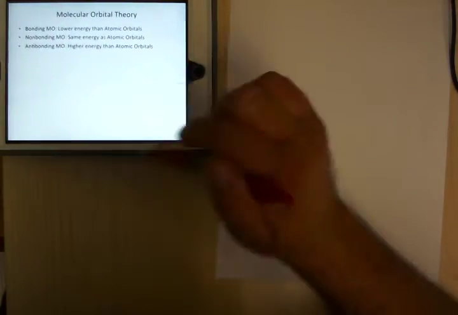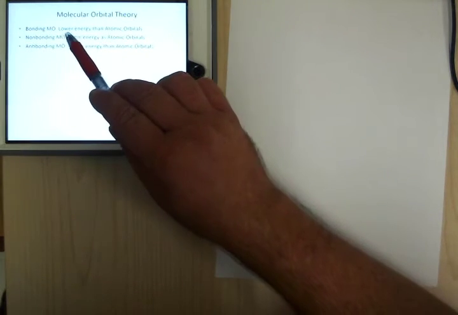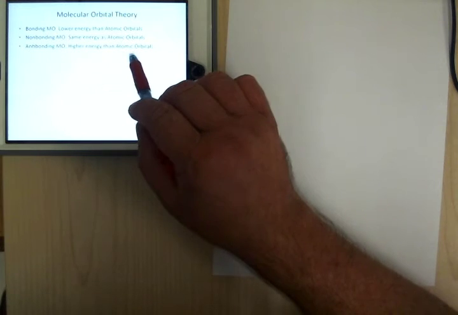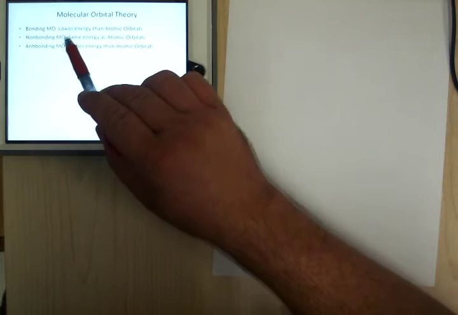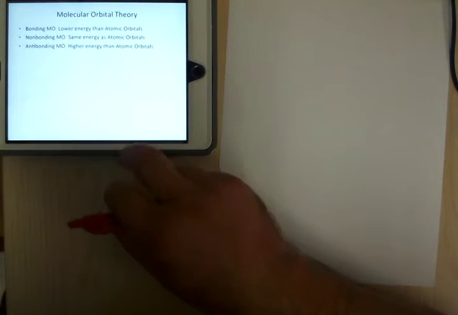So when you get bonding molecular orbitals, those are going to be the best, the lowest energy. Anti-bonding are going to be higher energy than the atomic orbitals, and non-bonding molecular orbitals are going to have the same energy as those atomic orbitals. Non-bonding, we'll talk about this in a minute, is basically where you put lone pairs.